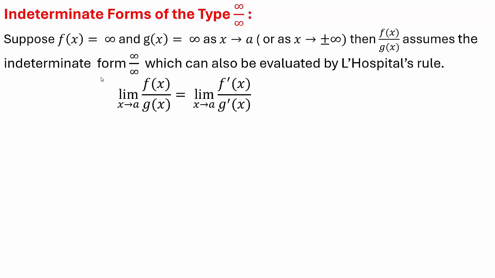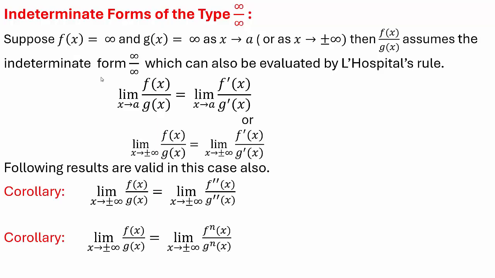The L'Hospital rule is limit x tends to a of f(x) divided by g(x) equal to limit x tends to a of f dash x by g dash x, or limit x tends to plus infinity of f(x) by g(x) equal to limit x tends to plus infinity of f dash x by g dash x, or limit x tends to minus infinity of f(x) by g(x) equal to limit x tends to minus infinity of f dash x by g dash x. Now, for second derivative also this case happens.